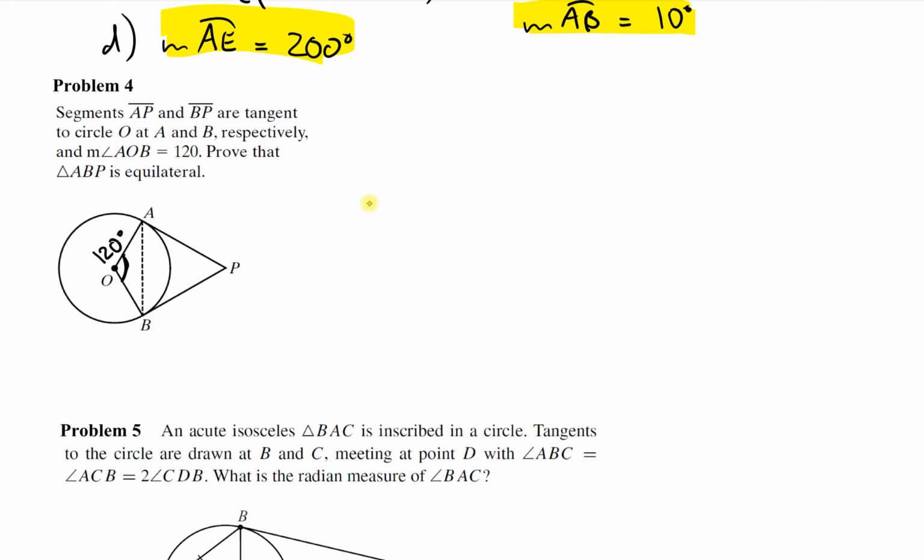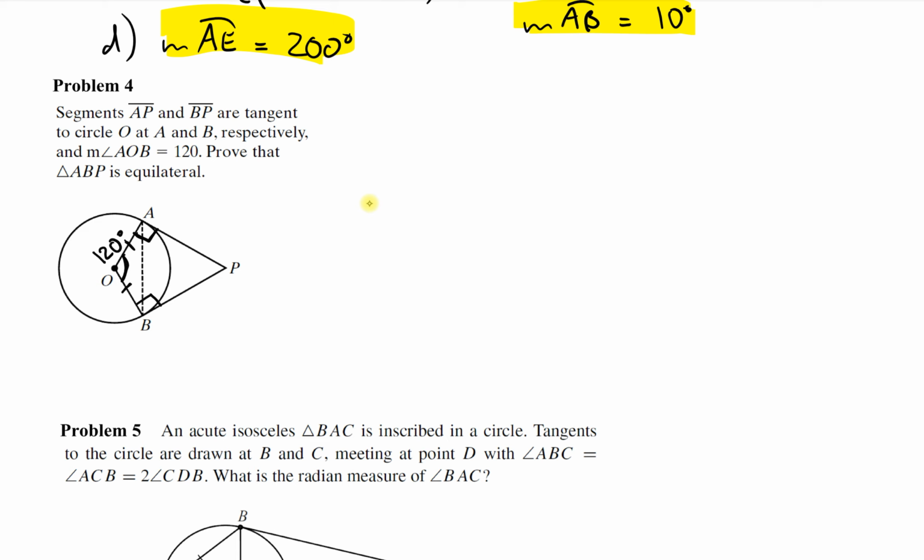Okay, so we know that segment OA is the radius, correct? And segment AP is a tangent. So what do we know about the radius and tangent in a circle? That these are always perpendicular, okay? So therefore, they create 90-degree angles. Similarly, this is also a radius, and this is 90 degrees, okay?